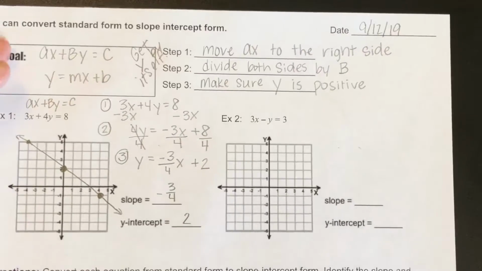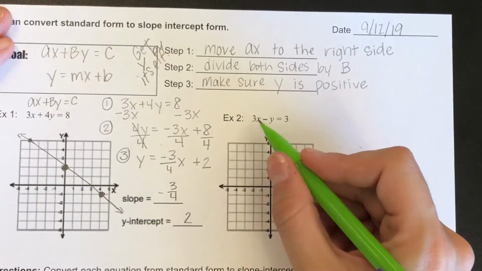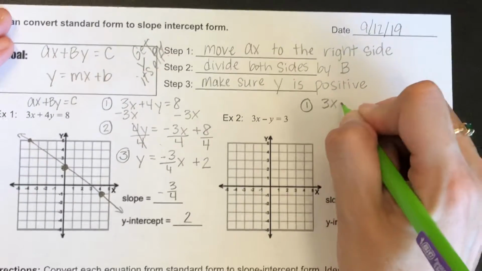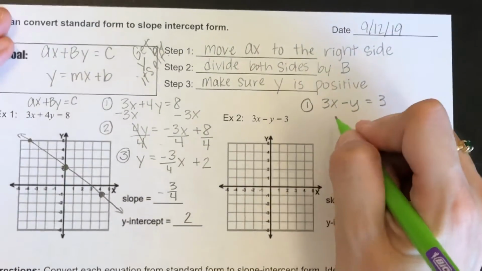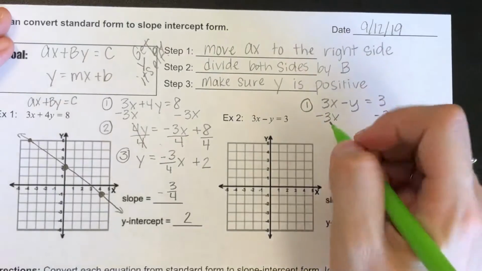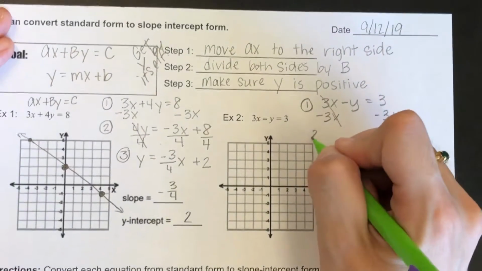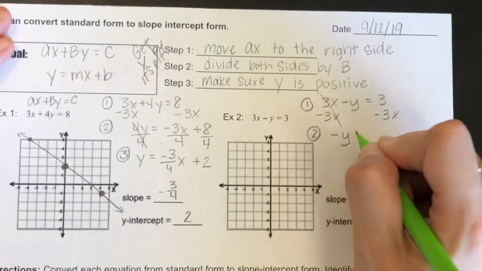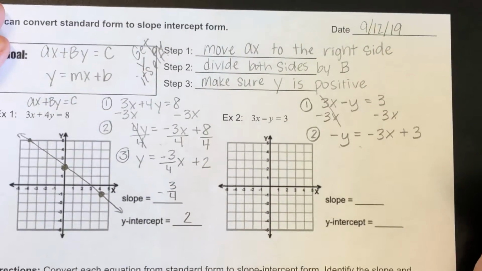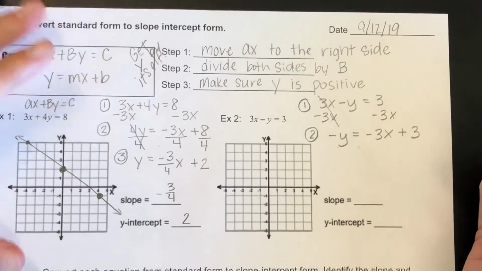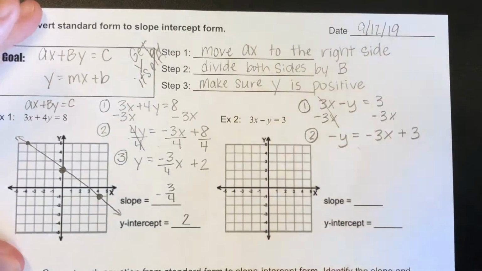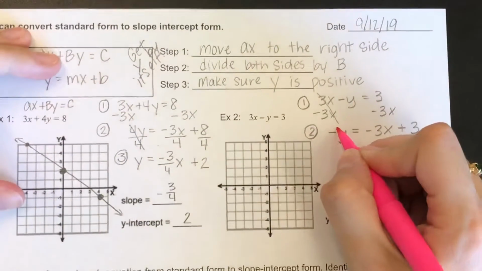Okay, our next problem. For this one, we're going to first get AX onto the right side. So we're starting with 3x minus y equals 3. Then we will take away 3x from both sides to get the 3x on the other side. Those cancel out, which leaves us with negative y equals negative 3x plus 3. Step 2 tells us to divide both sides by B. What does this negative in front of this y mean? We have an invisible 1 sitting there.